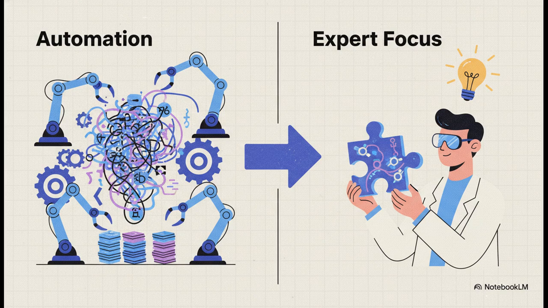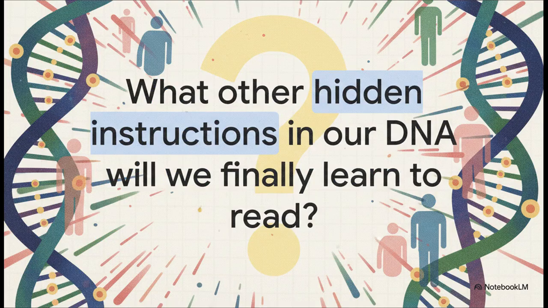So, what's the bottom line? By automating the incredibly tedious and difficult work of interpretation, tools like AnnotSV are freeing up our amazing geneticists to focus their brainpower where it's needed most, on solving the toughest cases and pushing us all toward a future of truly personalized medicine. And that kind of leaves us with one last big question to think about. As we get better and better at mapping the full spectrum of human genetic diversity, the entire pangenome, what other hidden instructions, what other secret languages written in our DNA are we finally going to learn how to read?